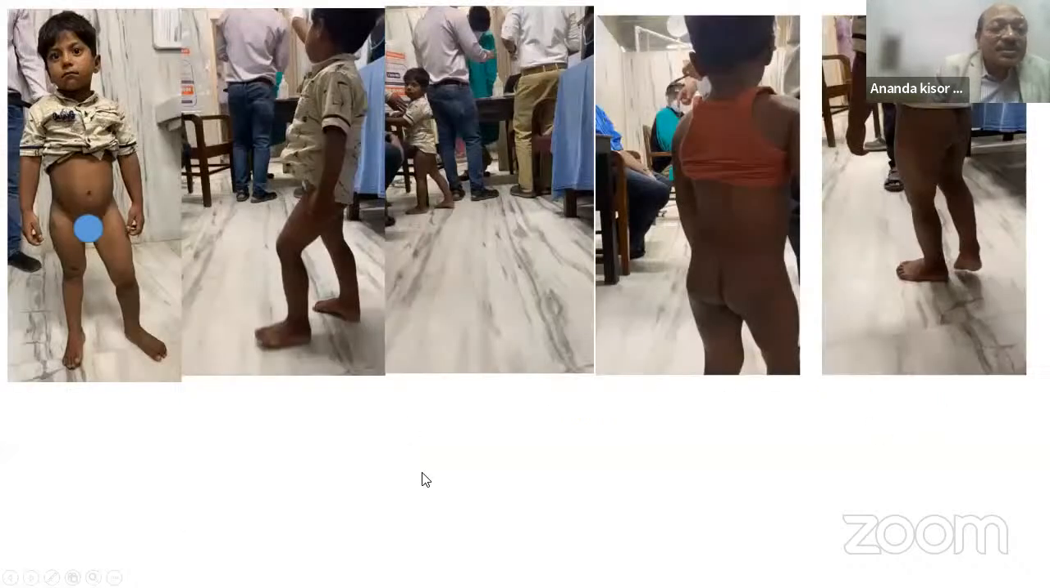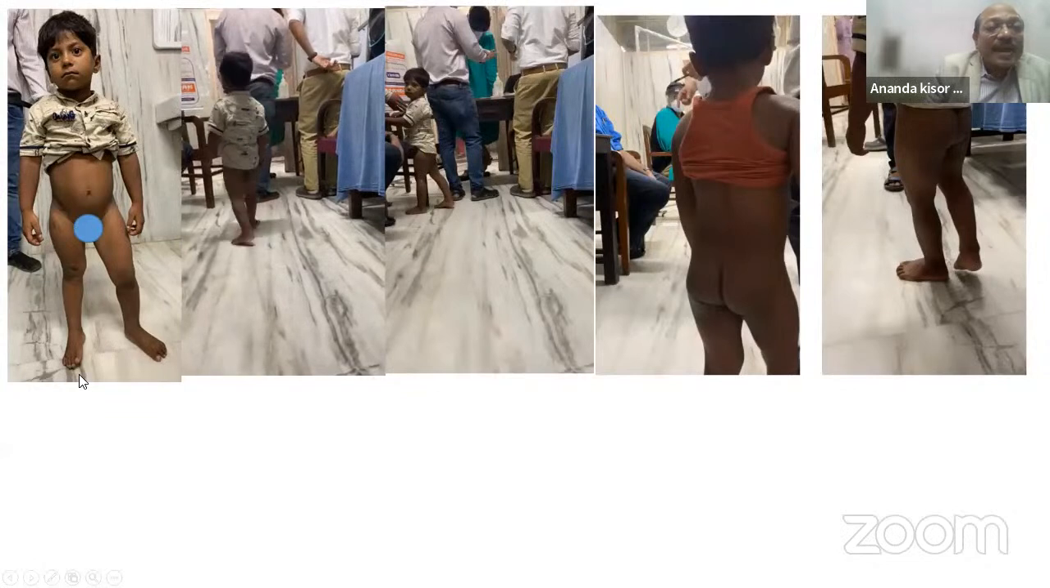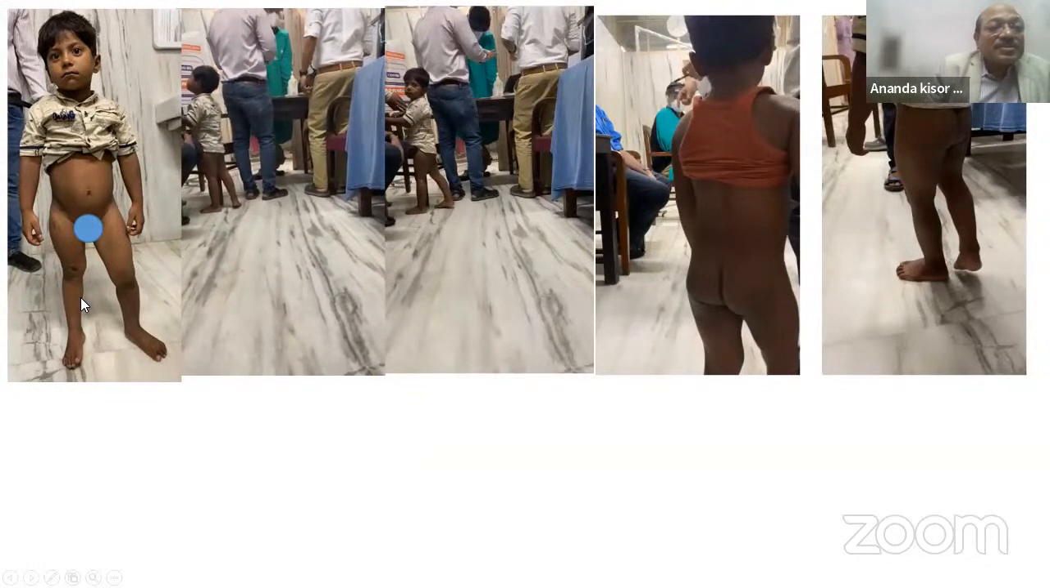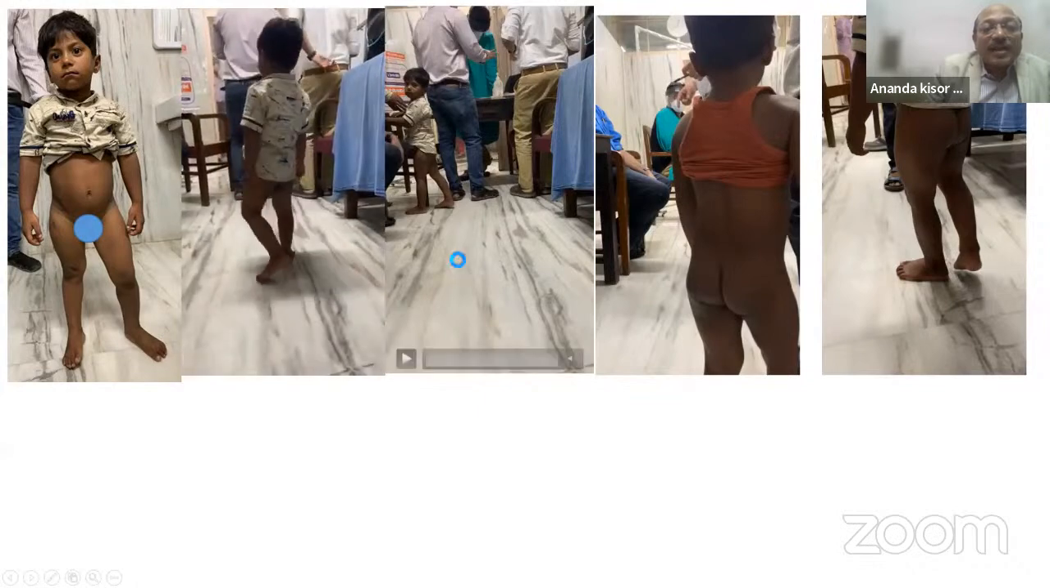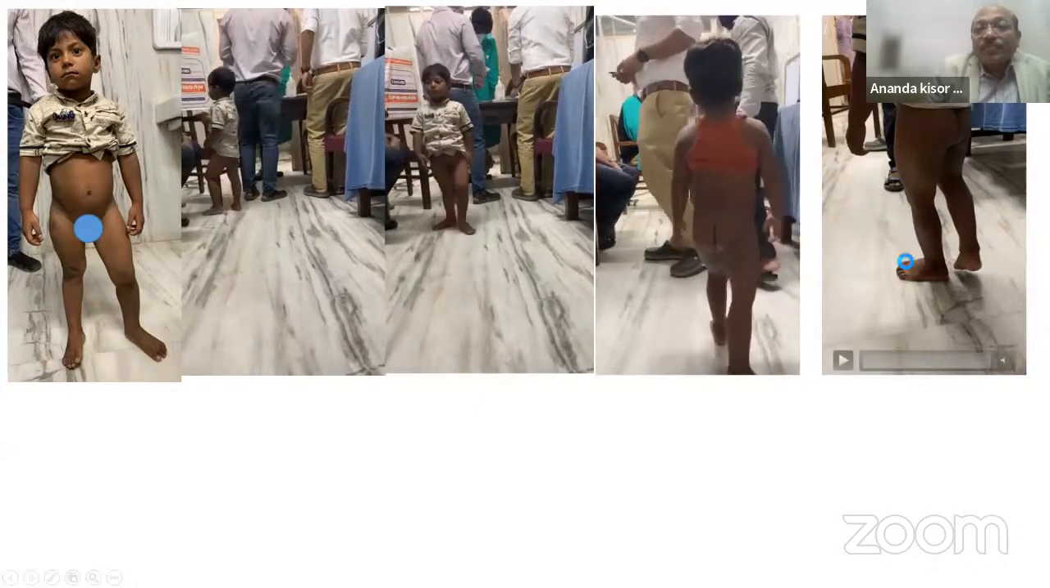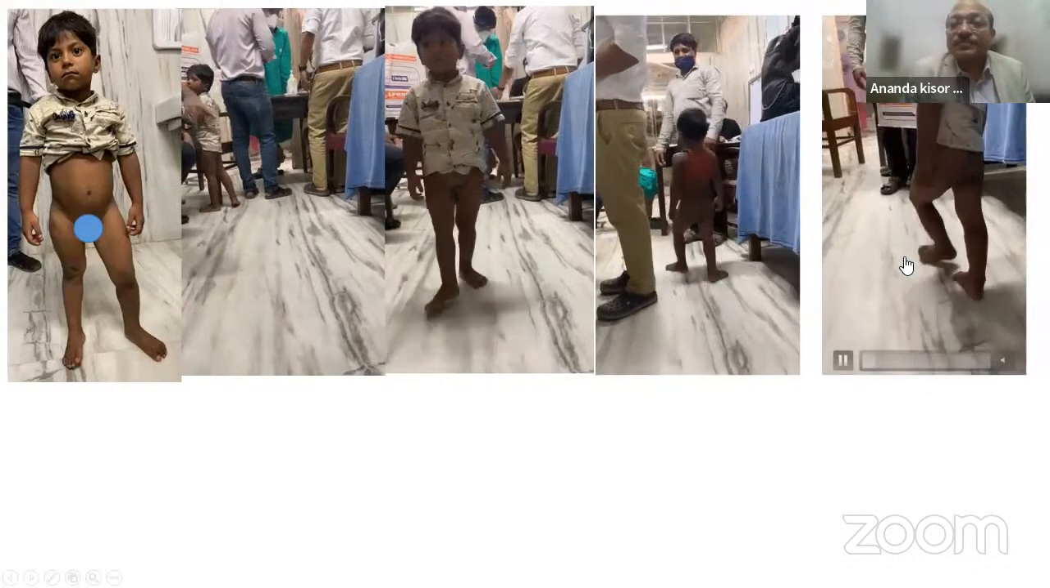Now see, check this one. See, the patient is standing with one leg flexed at the knee, but that means it is a short limb. Now check this one. We have to check from the side, from the back. So you can see here.